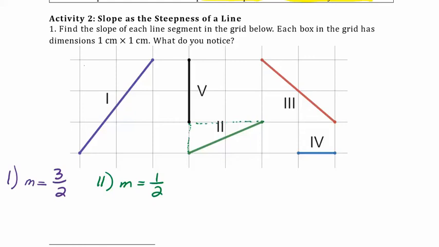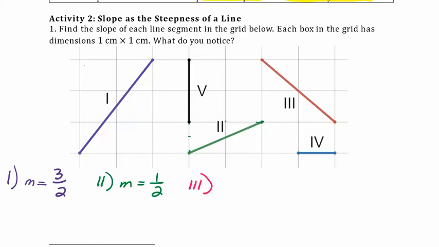I could go up a half over 1. Up a half over 1. Or you could go up 1 over 2. That's basically the deal with the similar triangles. All right, let's look at 3.